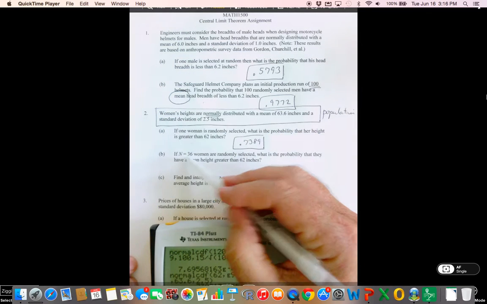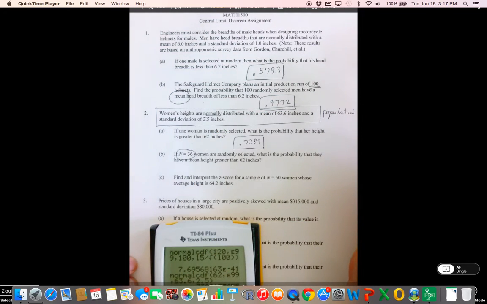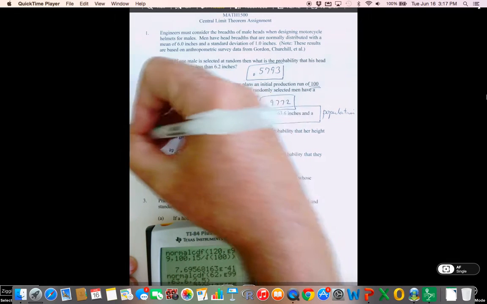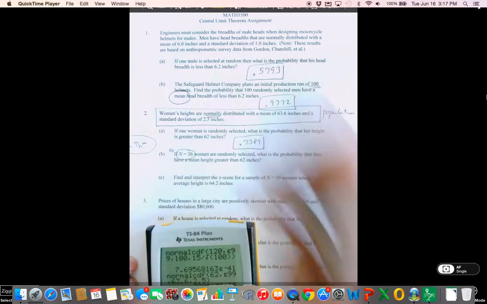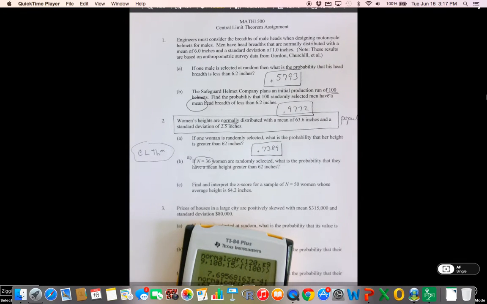Now, if n equals 36, okay, now sample size is bigger than 1, isn't it? What should I think? Central limit theorem. Guys, when we have sample sizes bigger than 1, we kick in the central limit theorem, the sampling distribution stuff that I've been teaching you now for the last hour.